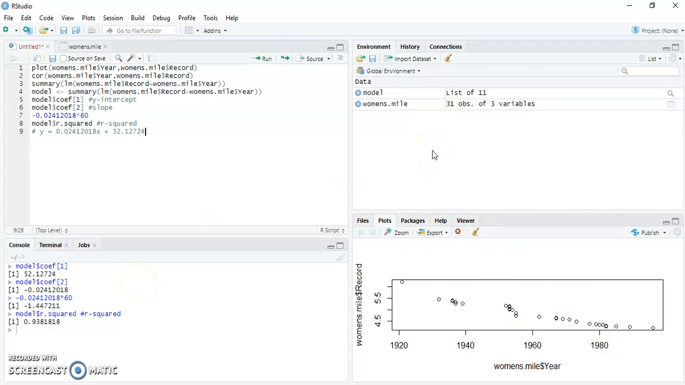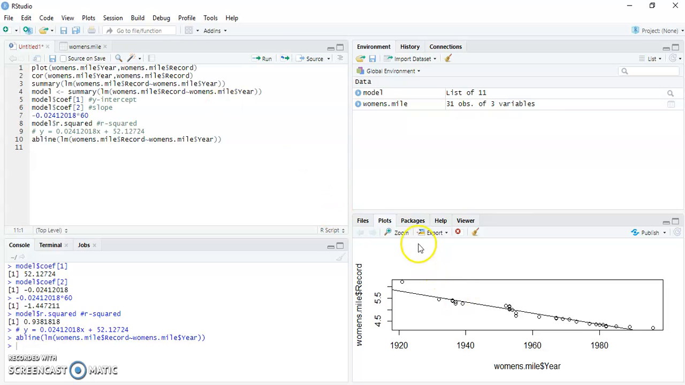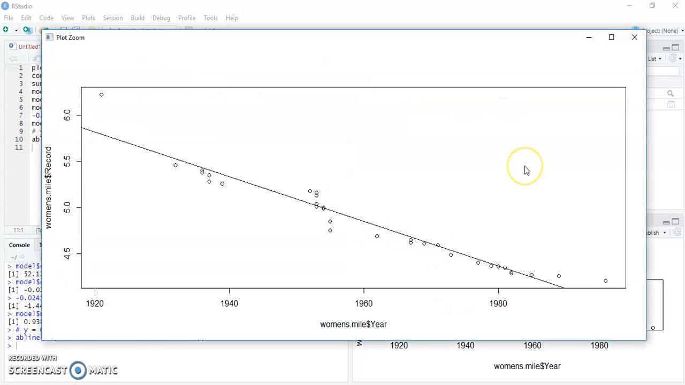I want to actually see that line go through there. Well, the way you're going to do that is with the command abline. Inside this command is going to be the exact same linear model that we ran with the summary command. Right there. And now I can see that that line is going right through the data. Now, some of those points look like they fall on the line, but not all of them do. In fact, most of them don't look like they're on the line at all.